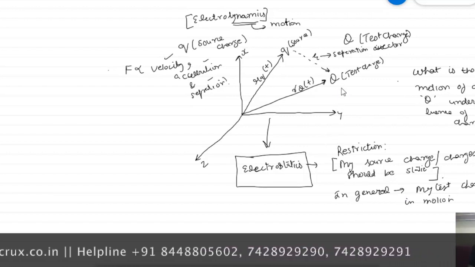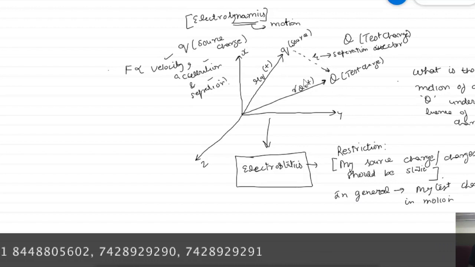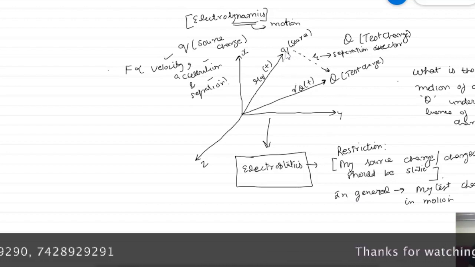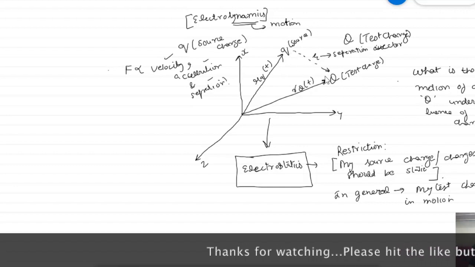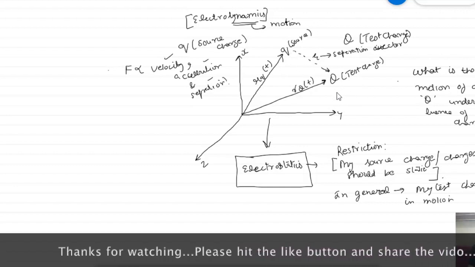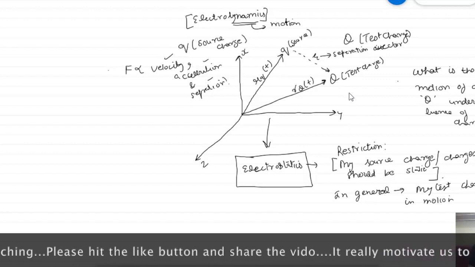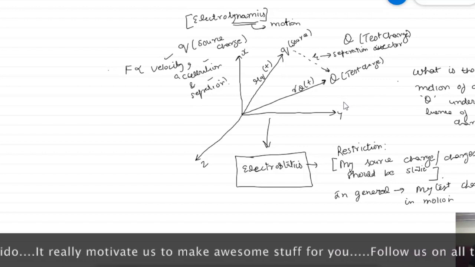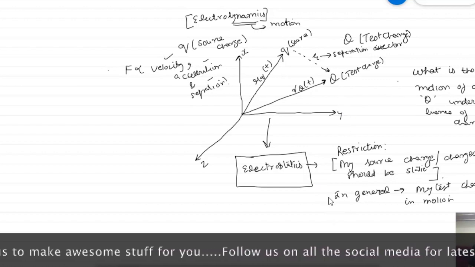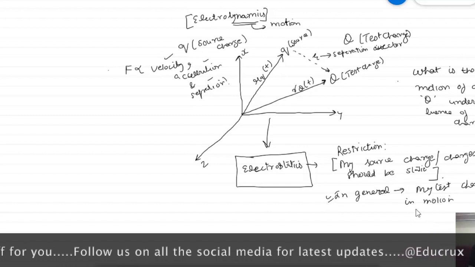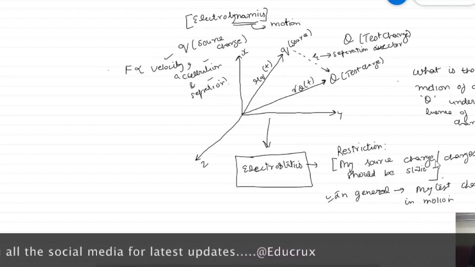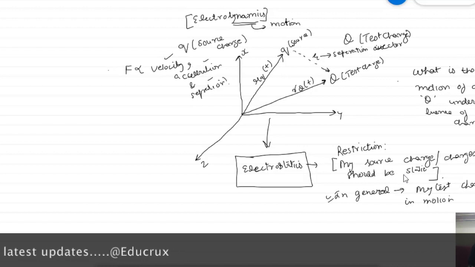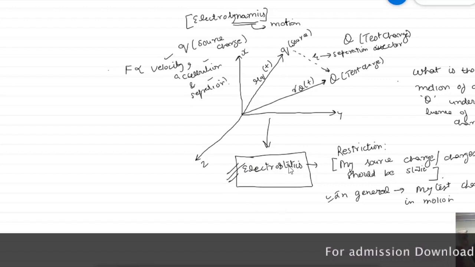My test charge position can change, and it will change because, due to the influence of the source charges, a force will act on Q, capital Q, that will cause the test charge to move. So the position vector of the test charge can change, but the position vector of the source charge should not change. Okay, so this is electrostatics, and we will first start our discussion by studying electrostatics.